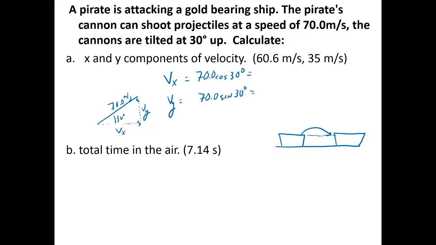And then let's see if we get those answers like we have on the screen there. All right, 70 cosine 30. Sorry, I hit it wrong in my calculator. Just so you know, 60.6 and 35. Now, the x component is greater, and that makes sense because it's only tilted up 30 degrees. It's going to go faster in the x direction.